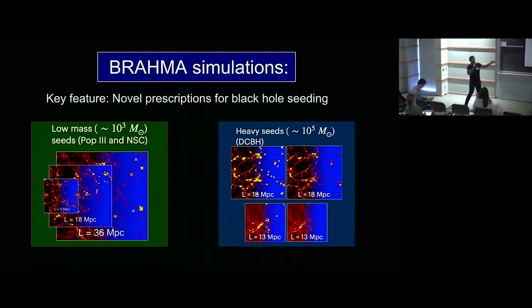And then we have another set of boxes which focuses on heavy seed models, largely motivated from direct collapse black hole formation conditions, where we apply a wide range of seeding criteria based on what we think would contribute to direct collapse: high gas densities, low gas metallicities, high enough Lyman-Werner radiation, low gas spins, as well as rich enough galaxy environments.